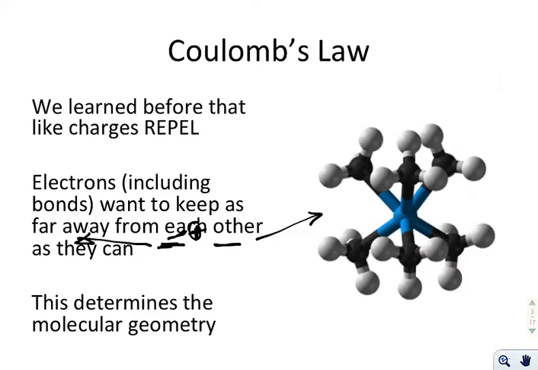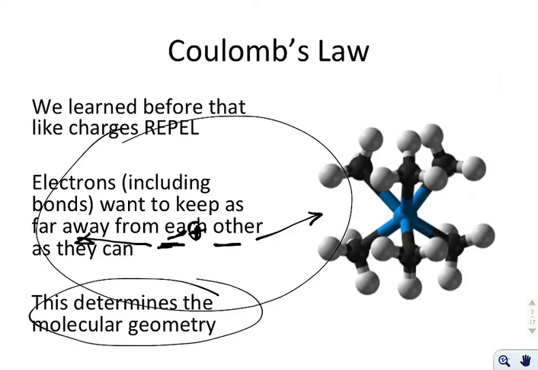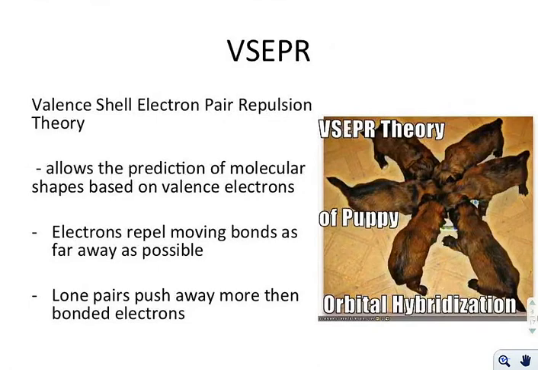So as a result, these charges are attracted in the sense that they want to stay within a certain distance, but at the same time they want to get as far away from each other as they can. This repulsion between electrons is what determines a molecule's geometry or its shape. And you can see that with VSEPR. This is the VSEPR theory of puppy orbital hybridization. They all want to get to the food, right?